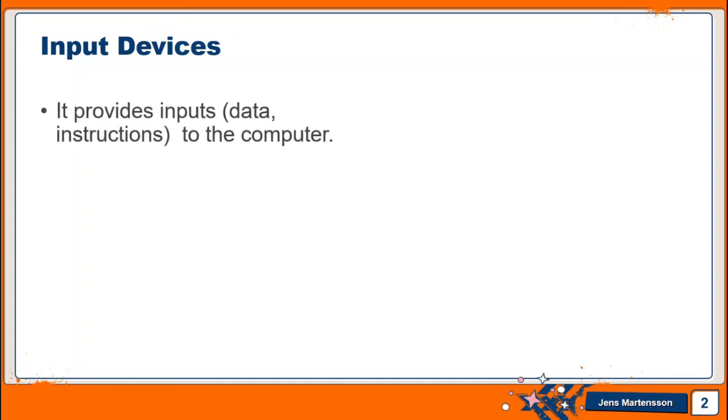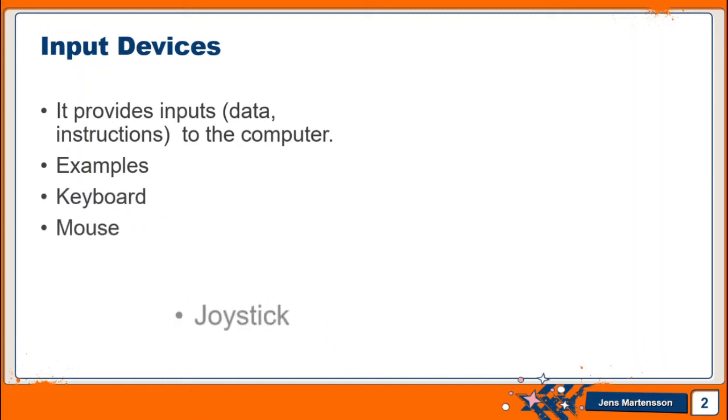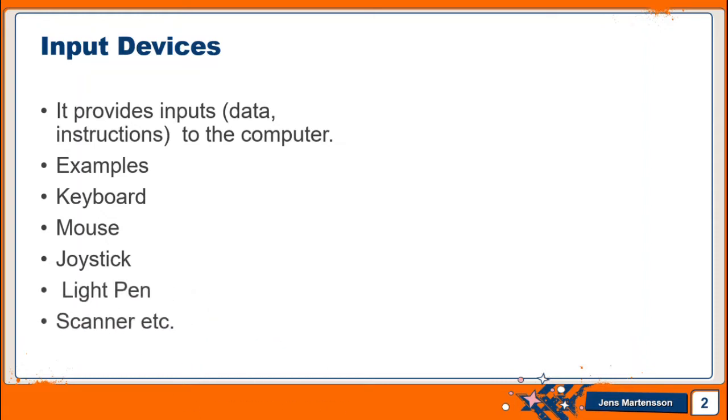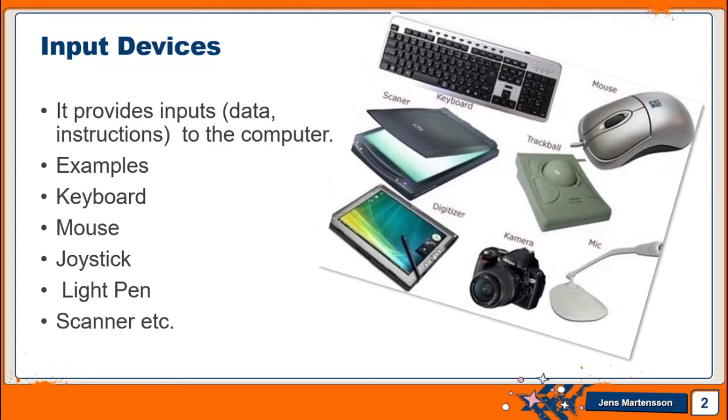What are input devices? They provide input in the form of data or instructions to the computer. Data may be your name, roll number, any numbers, any alphabets, or simply whatever we give through the keyboard or mouse, that is called data or instructions. For example, keyboard, mouse, joystick, light pen, scanner, etc. are the examples of input devices. You can see this picture.